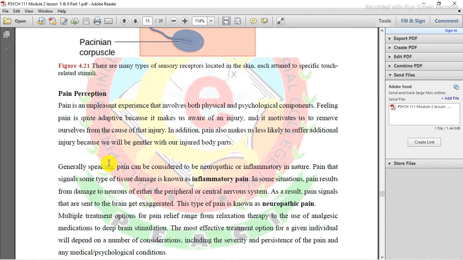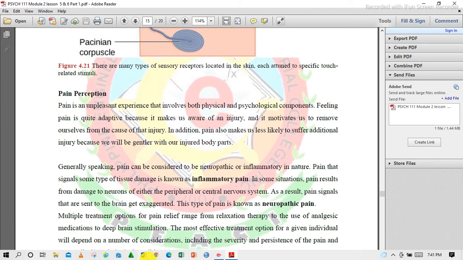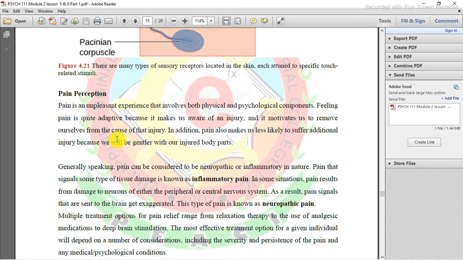And we have pain perception, of course, no? Dito tayo nakaka-sense, although it is on our skin, but it is that specific thing na nakasense tayo ng pain. Pain is an unpleasant experience that involves both physical and psychological components. Feeling pain is quite adaptive because it makes us aware of an injury, and it motivates us to remove ourselves from the cause of injury.